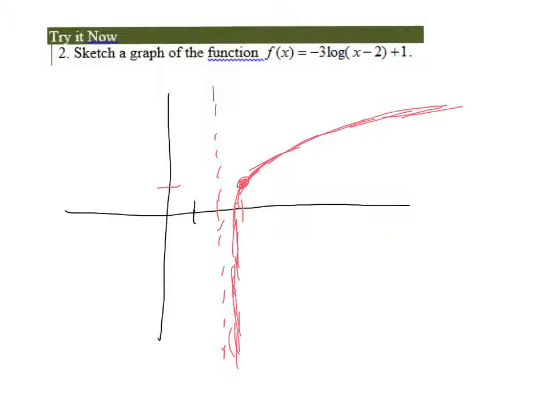But now it's been reflected vertically, right? So that tells me this graph is going to, instead of coming from negative infinity on up, come down like this. Okay.